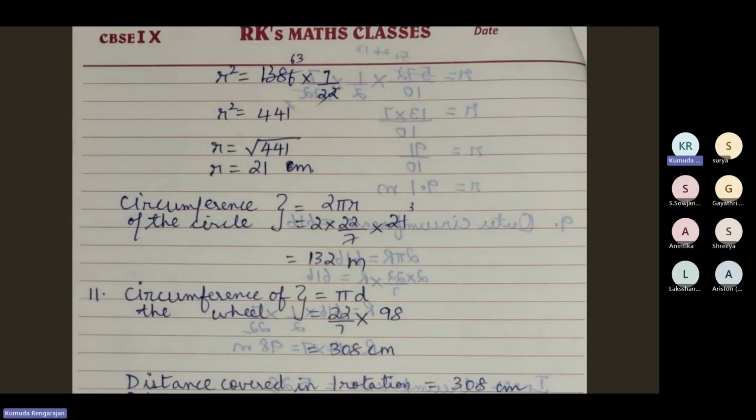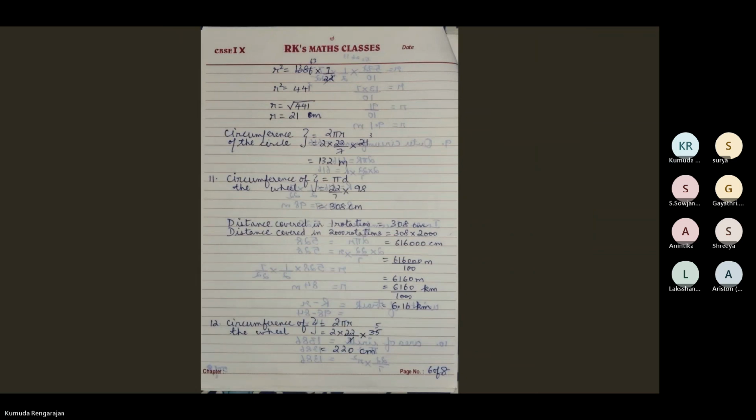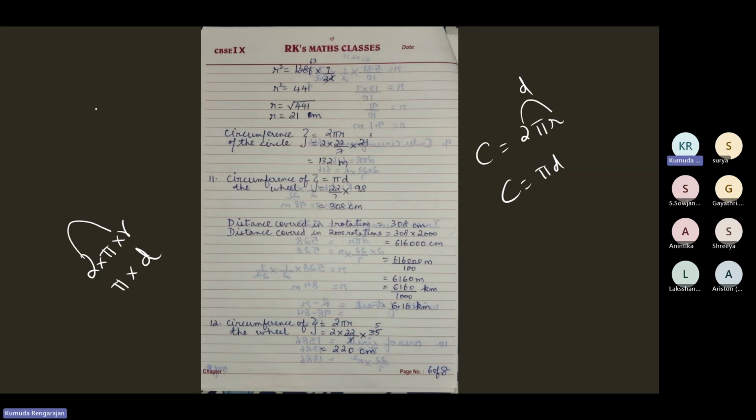Circumference into 2000. But since d is given, you can also use the formula pi d. Circumference is 2 pi r or pi d, because we know that 2r, twice the radius, is the diameter. So for circumference, you can use the formula 2 pi r and substitute the value of r, or you can use c is equal to pi d and take the value of d here.